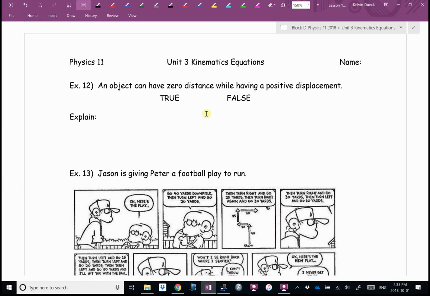0 distance, positive displacement. True or false? An object can have a 0 distance and a positive displacement. Who says true? Ooh. Who says false? I can't think of a way that it could be true. Because if you have a positive displacement, you must have taken at least 1 step.